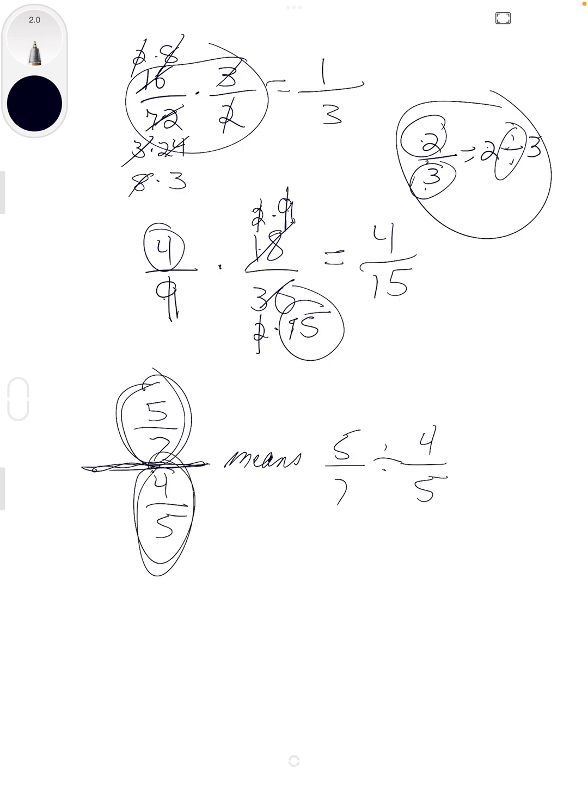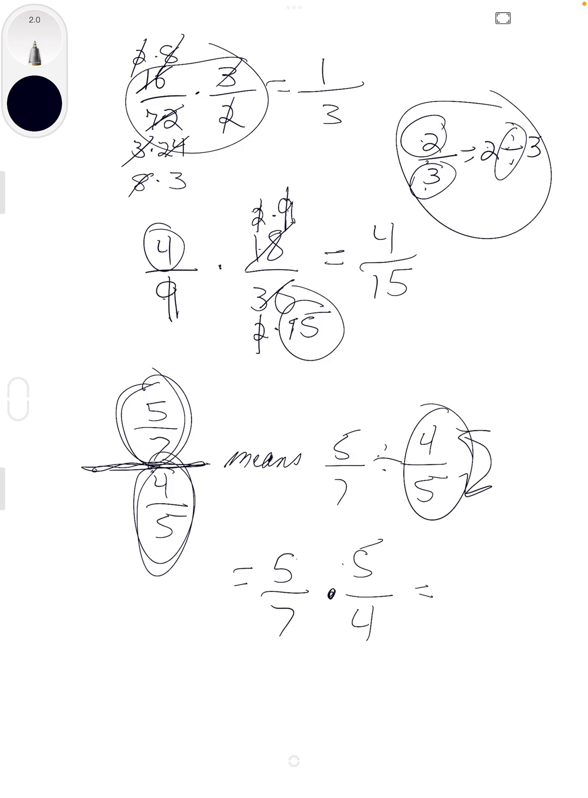But we also know in fractions that we never divide. This is 5/7 times this one flipped over, or what's called the reciprocal, 5/4. And now we just do this like we would normally do it.